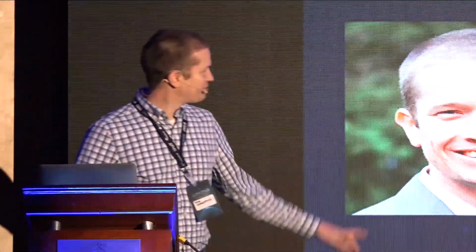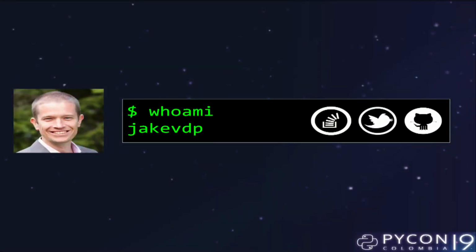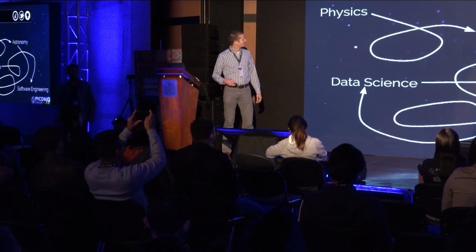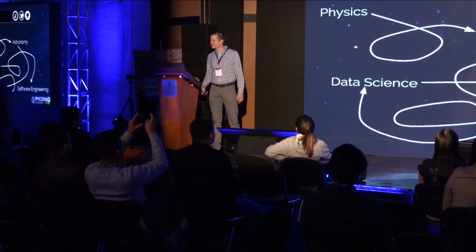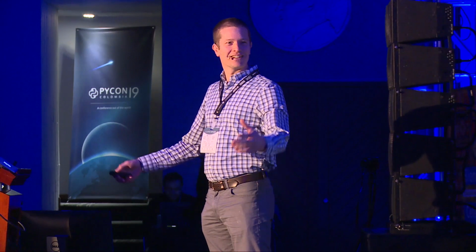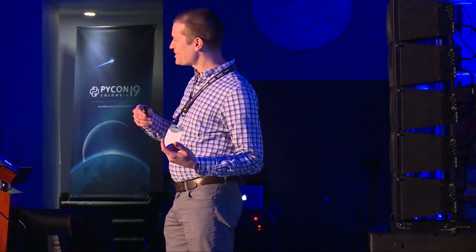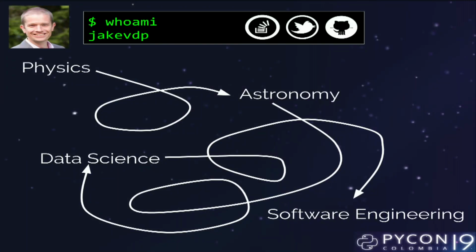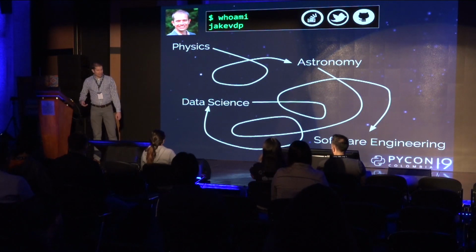Okay, so you can find me, Jake VDP, pretty much anywhere. Over the last 10 years, working with Python, I've had a really well-planned career path that's taken me a few different places. I started out studying physics, then got into studying astronomy. That led me to data science because it turns out astronomy has a lot of data, and we had to figure out how to make use of that in Python. And then eventually that led me into software engineering, and now I work full-time as a software engineer.